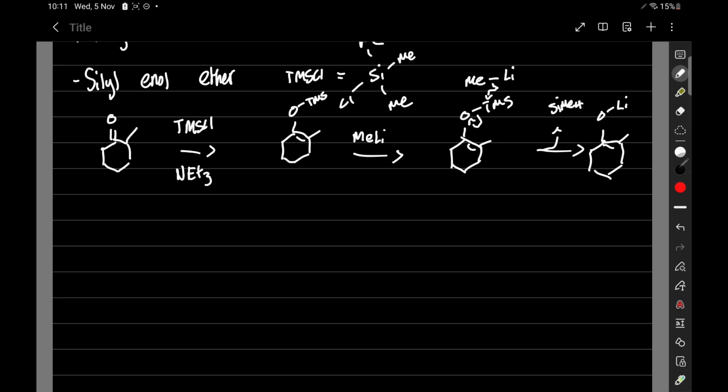If I wanted to trap the kinetic enolate, I could do the same process, but I could use low temperatures and LDA, my strong bulky base, and the low temperatures would mean the equilibrium wouldn't have time to get established, and the first enolate, the easiest enolate that I form, would be the one that is trapped as the ether.